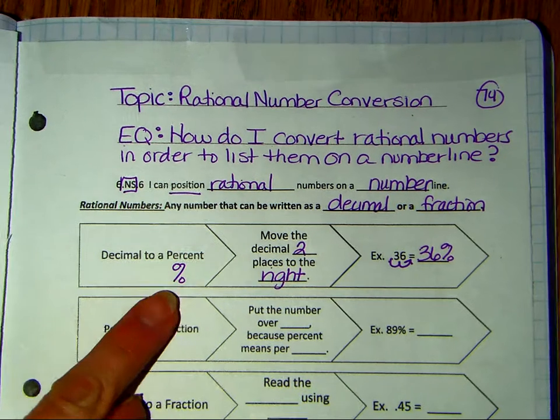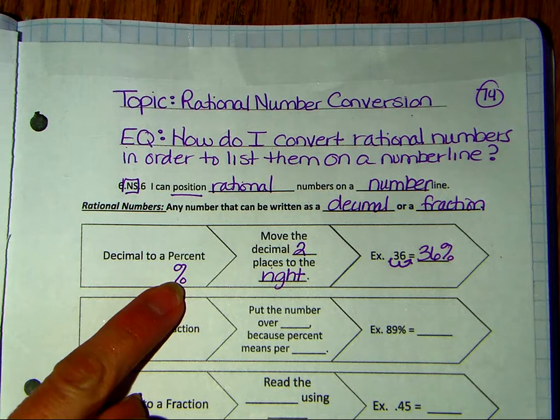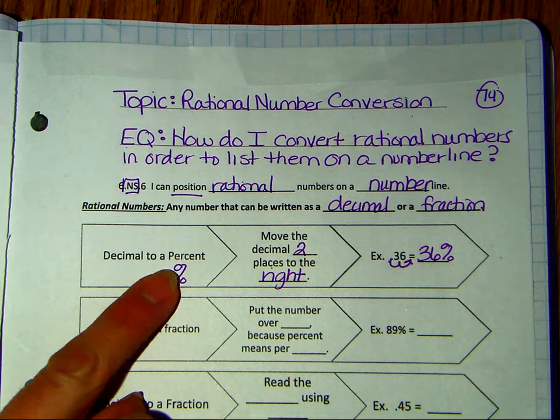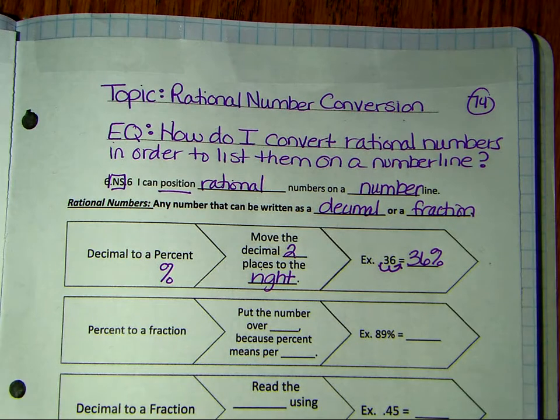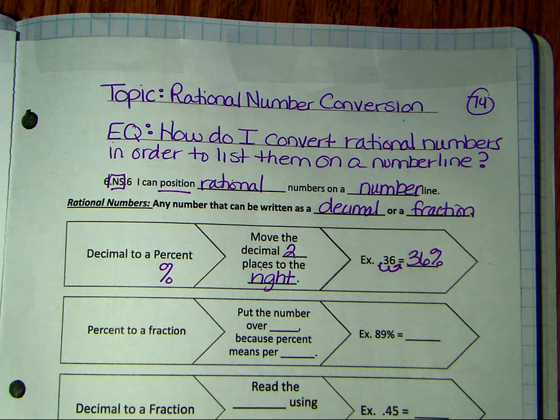So like I said, look at that. When you're thinking, I'm going to go to percent, I need to move my decimal. And how many times do I move it? I move it twice, because the 2 little dots remind me of 2 place values to the right. All right, so then let's look at the next one.